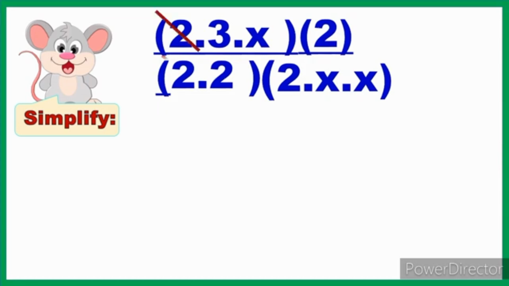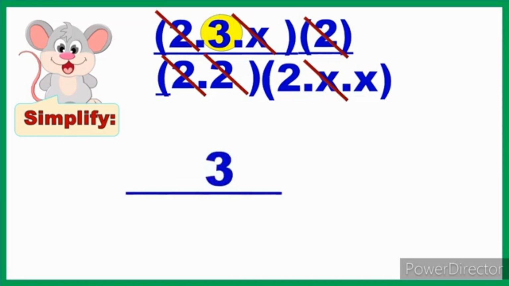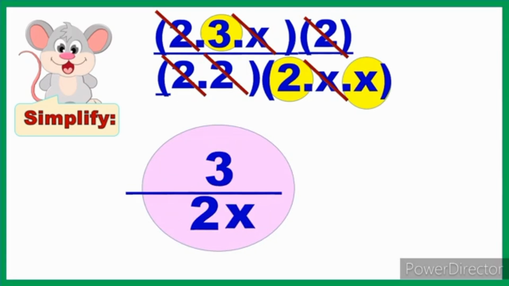To simplify, ika-cancel natin kung ano yung common sa numerator and denominator. So, we cancel 2. Then, we cancel x. We cancel another 2. Okay, and then kung ano yung natitira, yun yung i-rewrite natin. Sa numerator, ang natitira is 3. So, sa denominator, ang natitira is 2 and then x. Therefore, the final answer is 3 over 2x. Okay, hindi na natin siya ilo-lowest term since wala silang common factor.